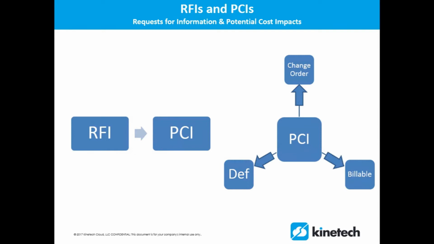So from your PCI, you can turn that into a change order if it's going to be something that the client's paying for. If it is something that needs to be converted into a deficiency, you can convert your PCI from there. Or if it is going to be a margin hit, the PCI can be converted into a billable. So a billable in the context of Kinetic is going to be a margin hit.